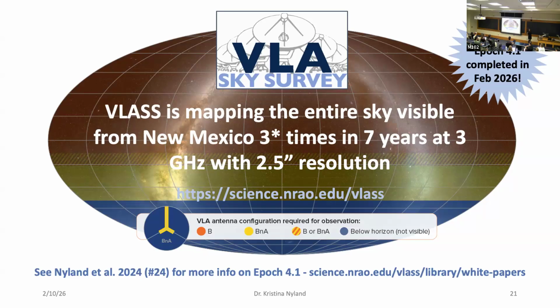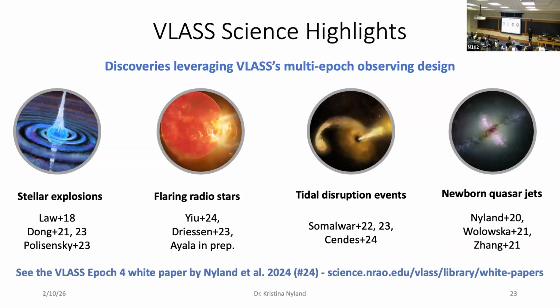Now, one thing you might not have heard about is that there's a bonus half epoch. Bonus Epoch 4.1 was completed yesterday, I believe. And so all of the rough, so-called quick look image data products should be available from NRAO soon if anyone wants to explore that. If you want to read more about Epoch 4.1, there's a VLASS white paper that I wrote a couple years ago about it.